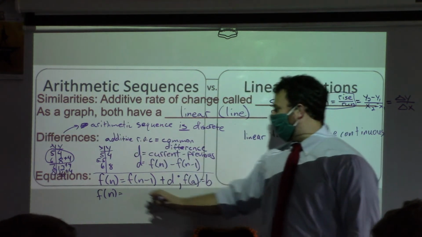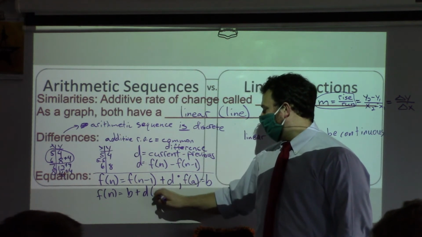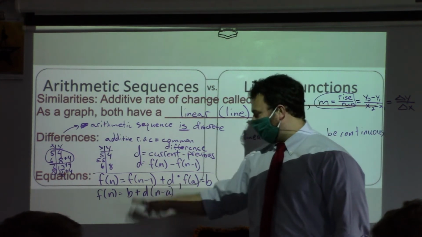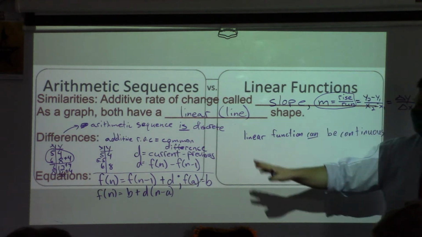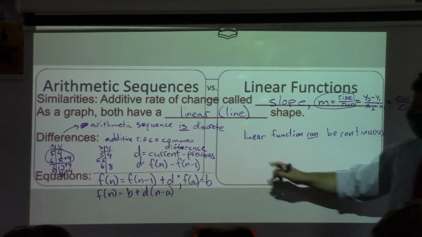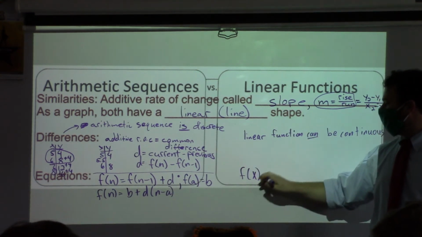So remember, we start at the output. We're repeatedly adding the common difference n minus a times. And I'm just going to leave that there because you should have that already in your notes. In a different section, I would write it down here. But the equation for a linear function is typically this.